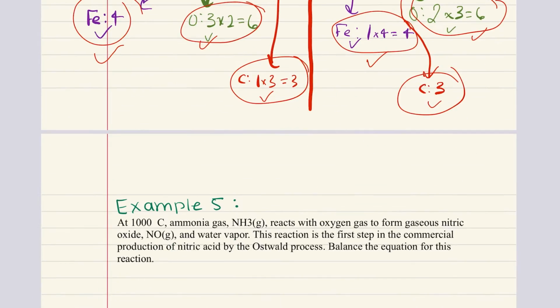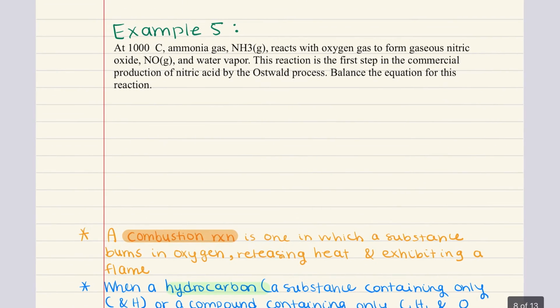Wonderful. Let's go ahead and do another example problem. This is a word problem, so we're going to have to do step 1 and 2 here to write a chemical equation. So this says at 100 degrees Celsius, ammonia gas, NH3, reacts with oxygen gas to form gaseous nitric oxide, NO, and water vapor. This reaction is the first step in the commercial production of nitric acid. Balance the equation for this reaction.